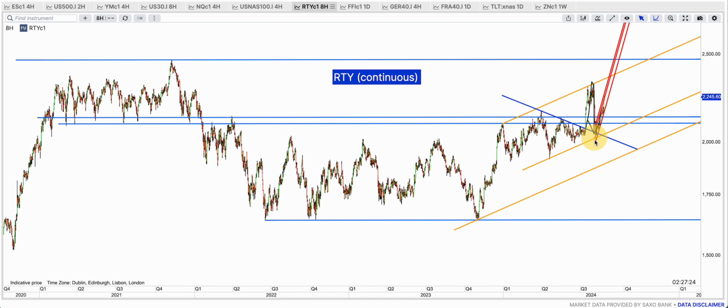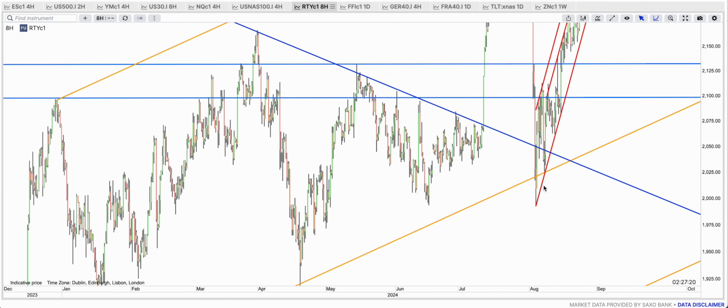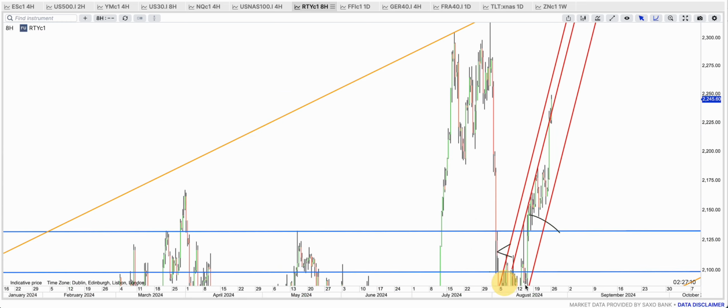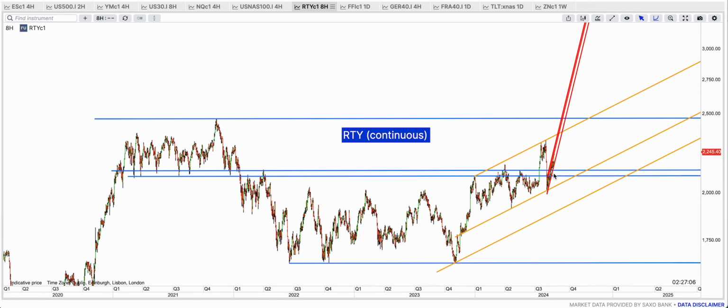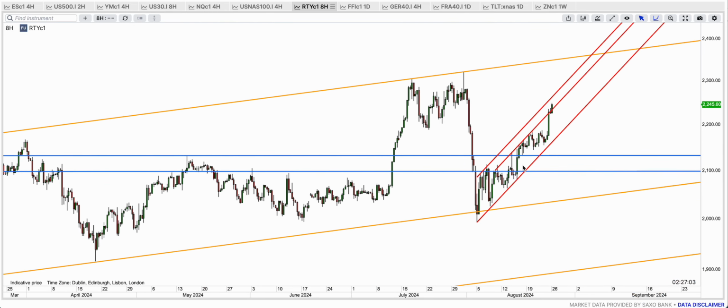Then with FOMC, we came down to backtest that broken blue resistance. It didn't hold as support, but you can see this golden internal support kind of held. It has now pushed again to break it. That blue resistance is now broken without any news. So that's what matters: the natural market forces.